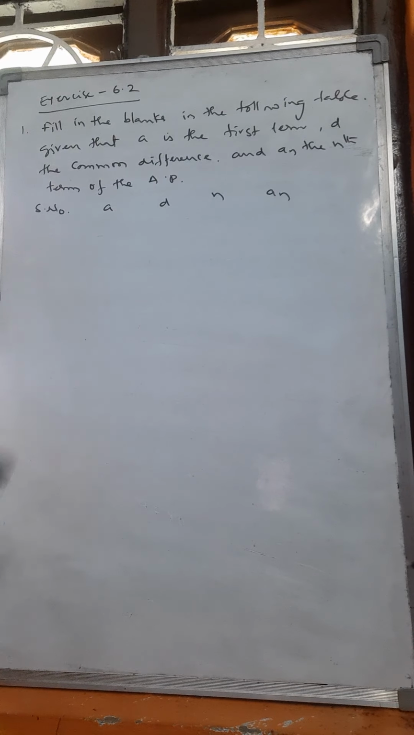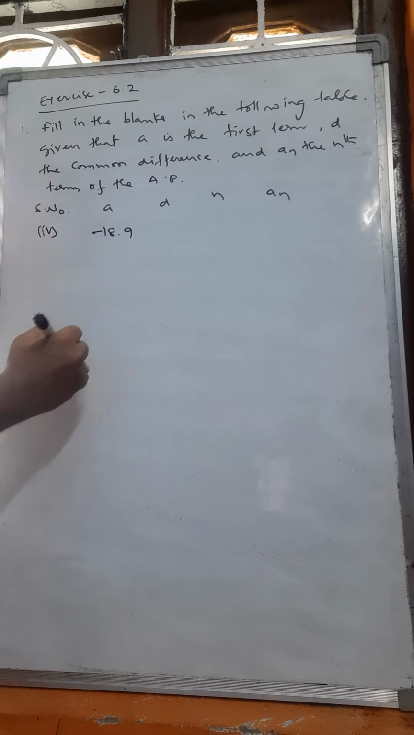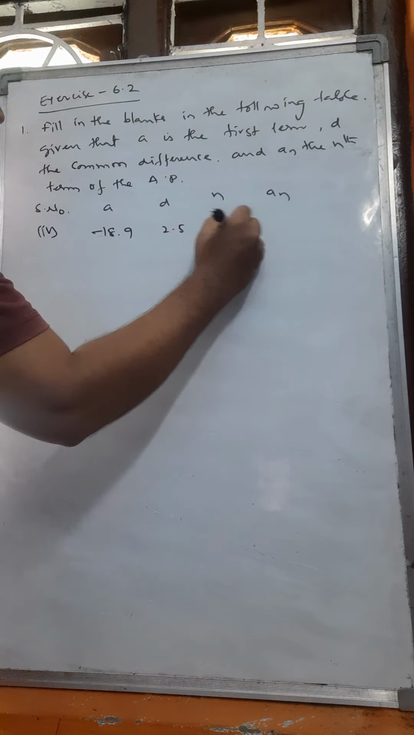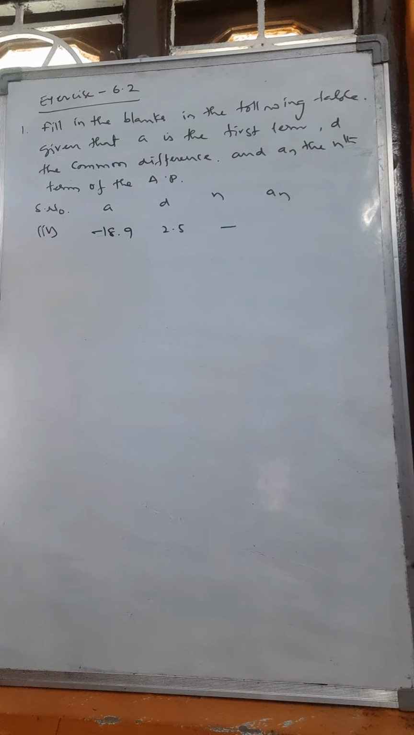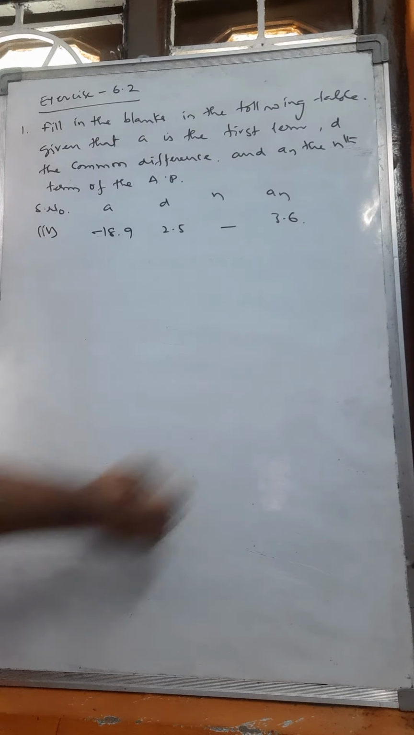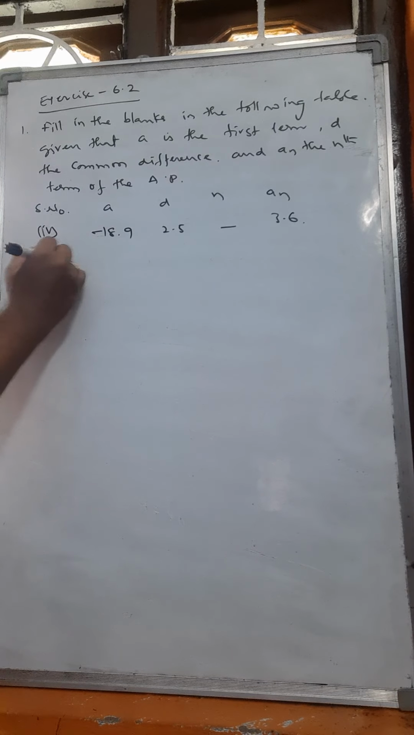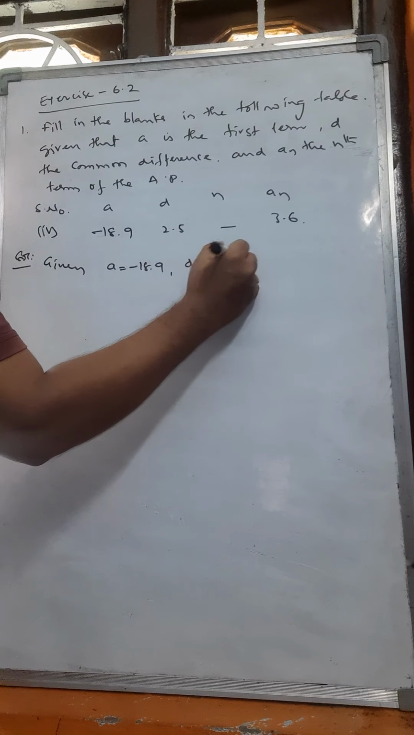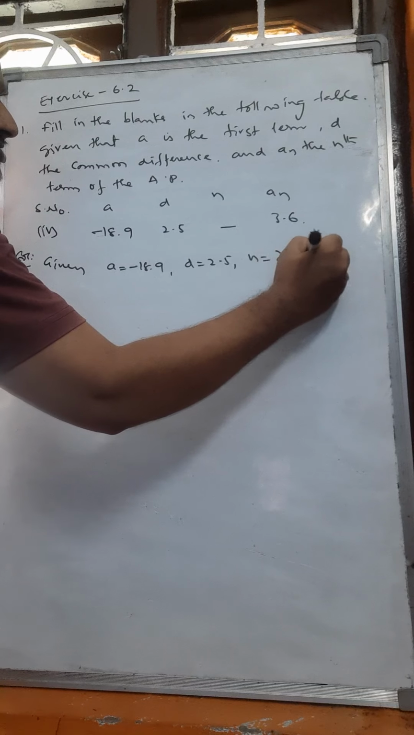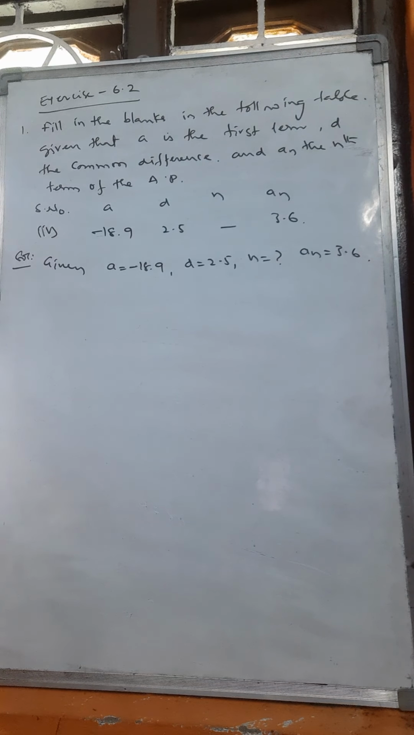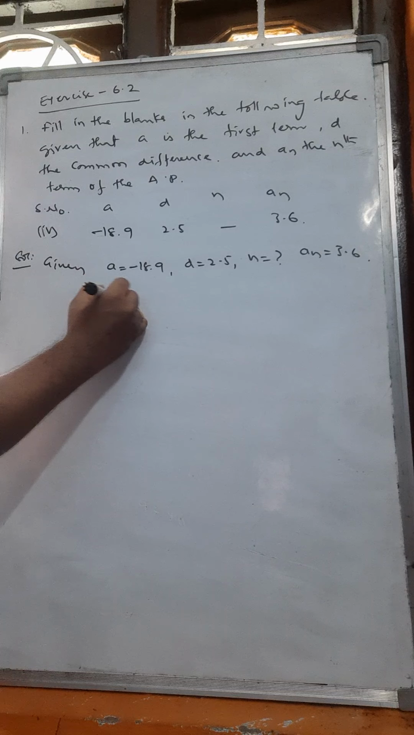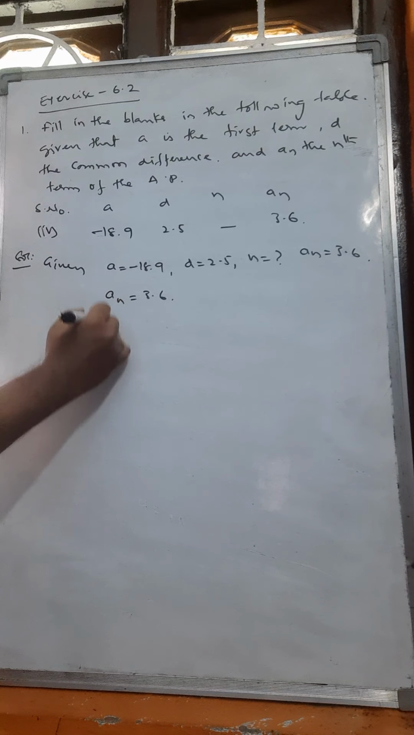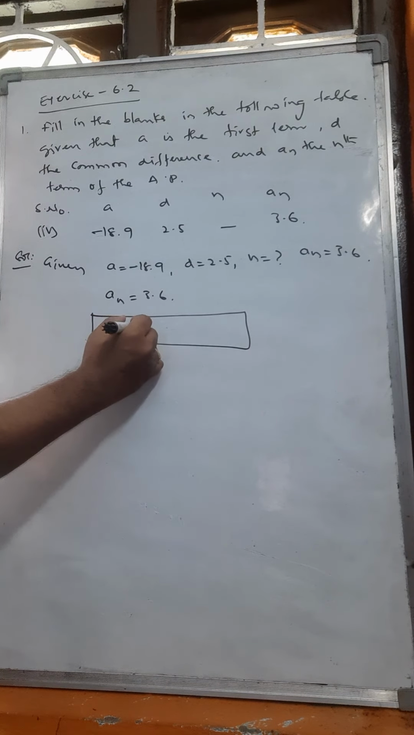Let me see the fourth problem: minus 18.9, 2.5, dash, and 3.6. So given A is equal to minus 18.9, D is equal to 2.5, N is equal to how much? AN is equal to 3.6. So given AN is equal to 3.6, we know the formula AN is equal to A plus N minus 1 into D.